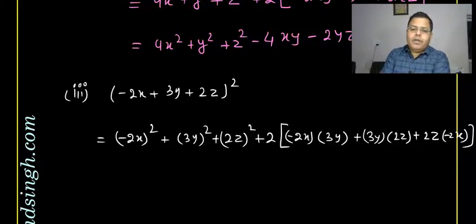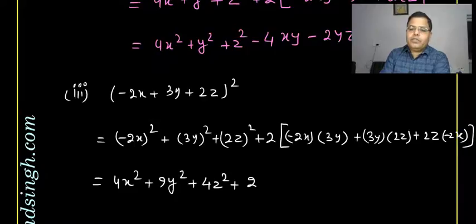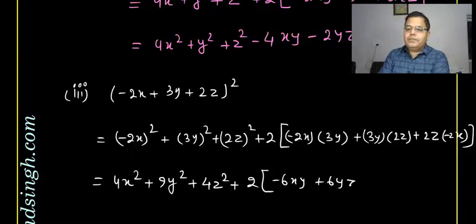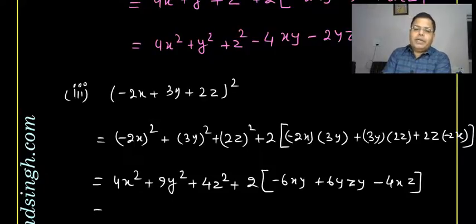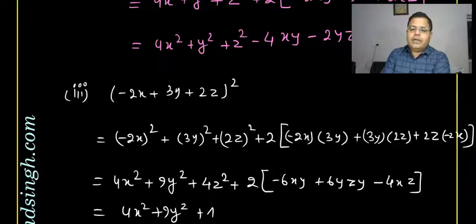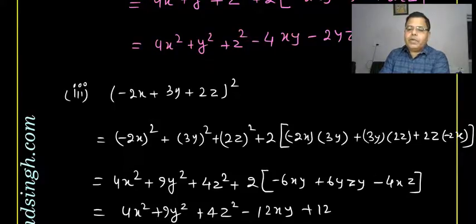So that will come. Now you'll write it 4x square plus 9y square plus 4z square plus 2 into, this is minus 6xy, and 3 into 2, 6yz, and this is minus 4xz. If you multiply by 2, it will be 4x square plus 9y square plus 4z square minus 12xy plus 12yz minus 8xz, and that would be the answer.